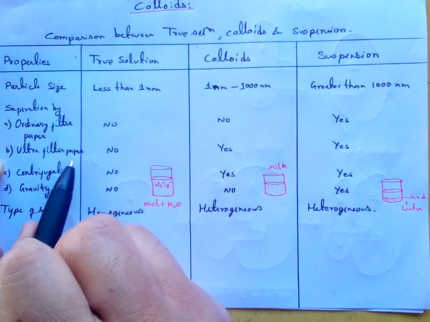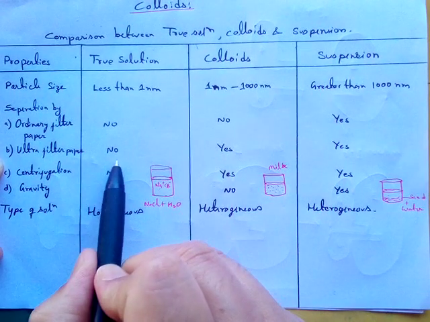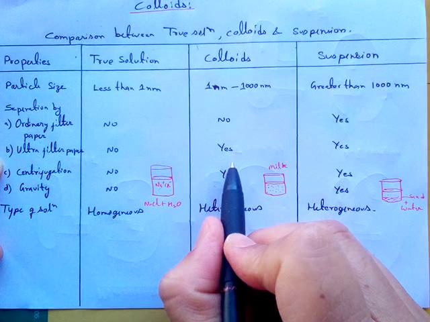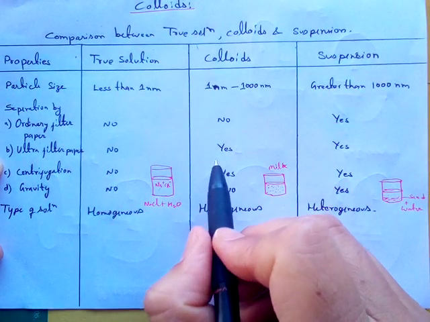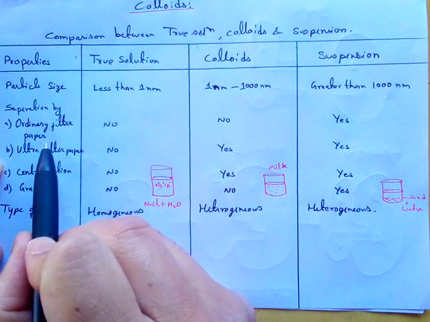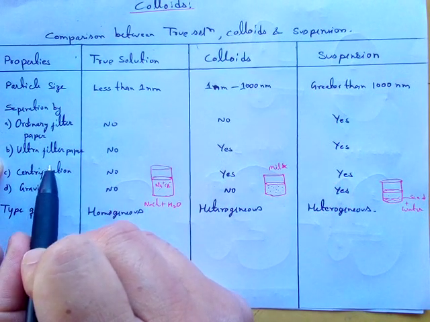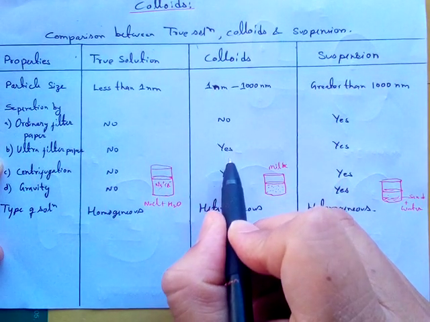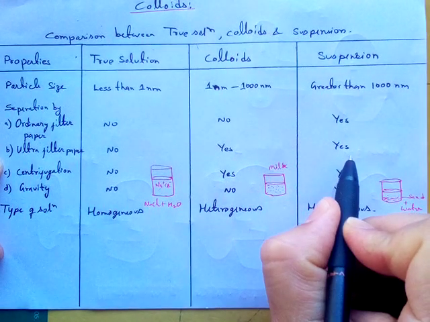Similarly, the ultrafilter paper. Can ultrafilter paper separate the particles? True solution, no. But colloidal solution, yes. What is ultrafilter paper? Ultrafilter paper is the modified form of ordinary filter paper, where the pore size is very small, such that colloidal particles do not pass through it, so they get separated. Similarly, suspension easily gets separated.